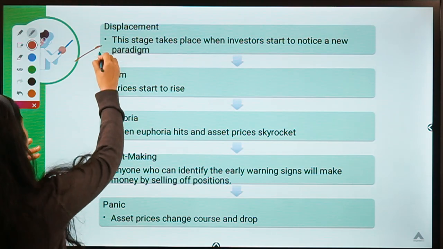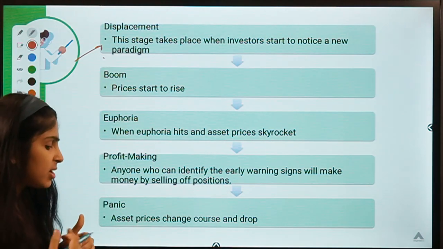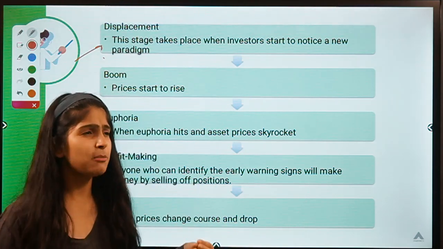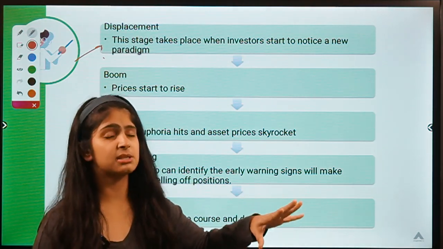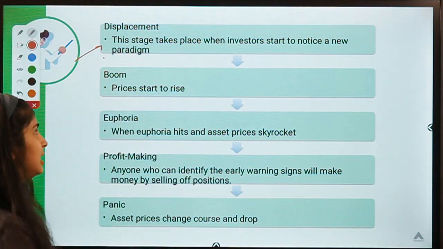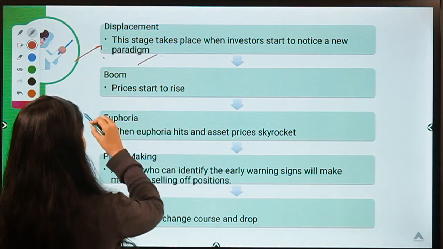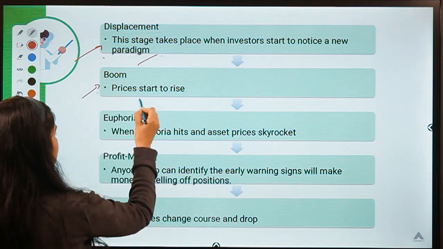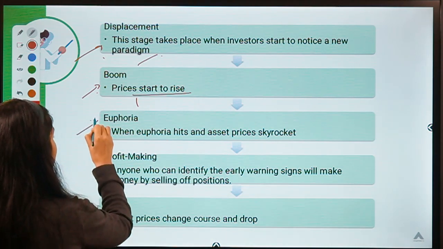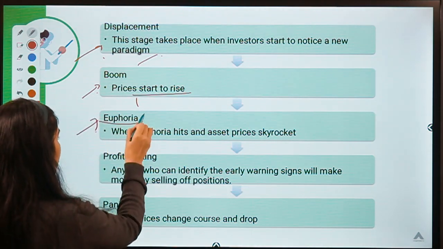Okay, here you can see the stages of creation of a bubble. First of all, displacement, when the interest of the investor is shifting to a particular new regime or a new area. Some of the investors are realizing that okay, this is some new area which has some value, can create something big for the future, right? So notice a shift in paradigm. After that boom, then herd behavior follows and prices start to boom. And after that comes the stage of euphoria.